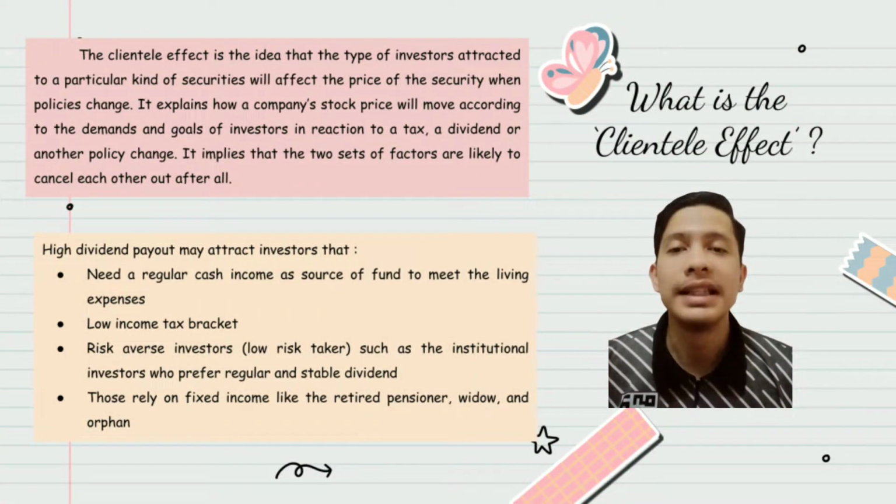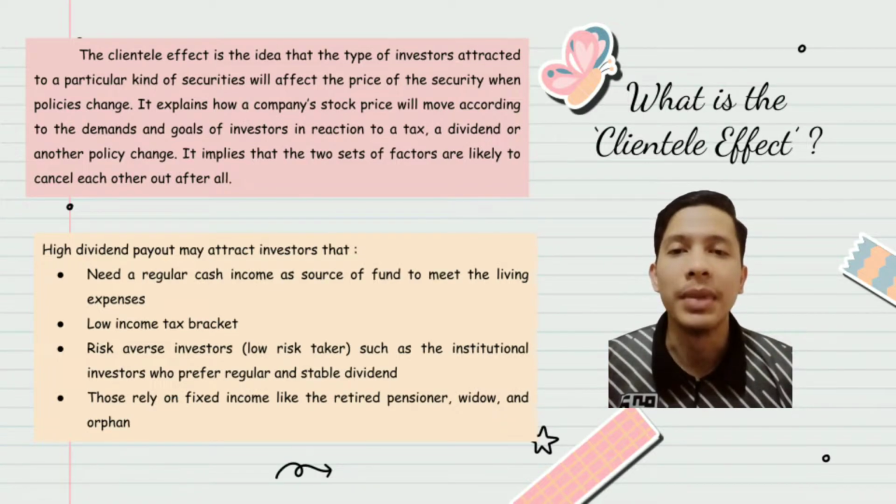Let's start with what is the clientele effect. The clientele effect is the idea that the type of investors attracted to a particular kind of securities will affect the price of the security when policies change. It explains how a company's stock price will move according to the demands and goals of investors in reaction to a tax, a dividend or another policy change. It implies that the two sets of factors are likely to cancel each other out after all.